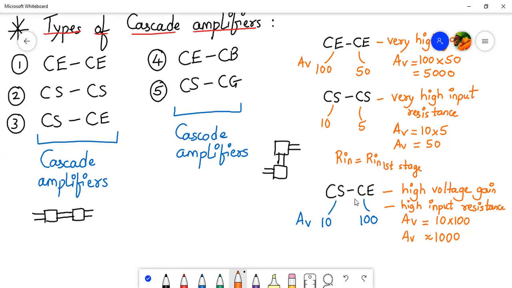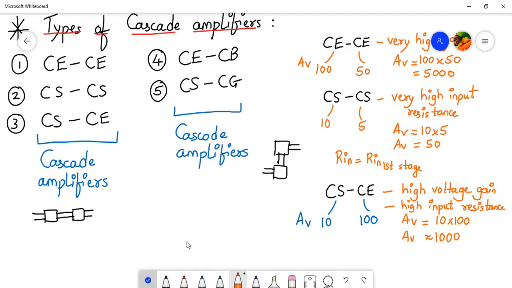So the common emitter will provide two advantages. It will provide a high voltage gain, along with it a high input resistance. Now, all these things we will be covering in the numericals. When we cover the numericals, we will understand why each of these cascaded amplifier configurations has a unique advantage. Again, I repeat, common emitter will provide a very high gain. Common source cascade will provide a very high input resistance, and common emitter will provide a high voltage gain and high input resistance.